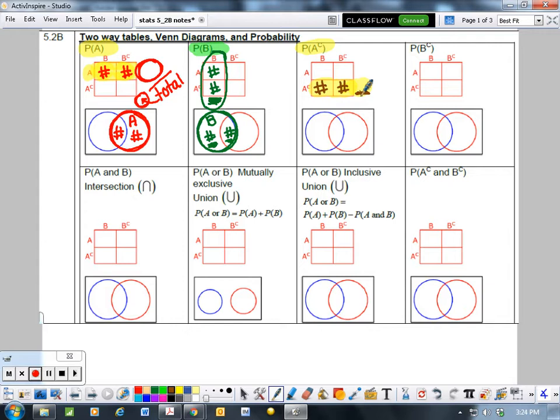Now in the Venn diagram, A complement will be everything not in the circle. So if this is my A circle, I want the values that are not in there. So this number and this number out here. That's what we're looking at. Because I want everything out here. Everything outside of this.